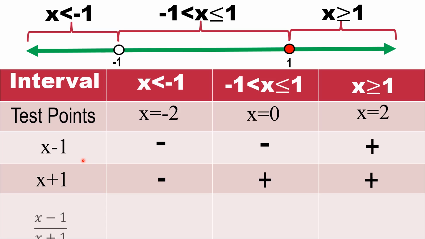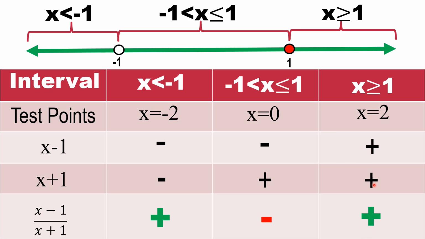Next, the entire fraction. So, para ma-determine natin yung sign sa entire fraction, since this is the numerator and the denominator, pwede naman nating i-divide. We will follow the rules of division. So, same signs, positive ang sagot. Dividing different signs, negative ang sagot. So, negative divided by negative, we have positive. Next, negative divided by positive, we have negative. And lastly, positive divided by positive, we have positive.